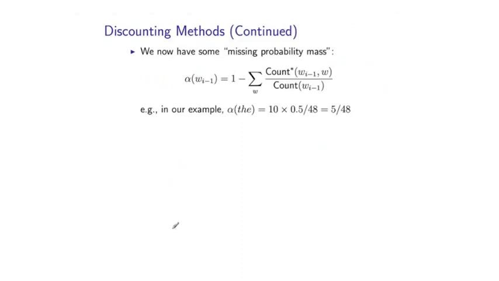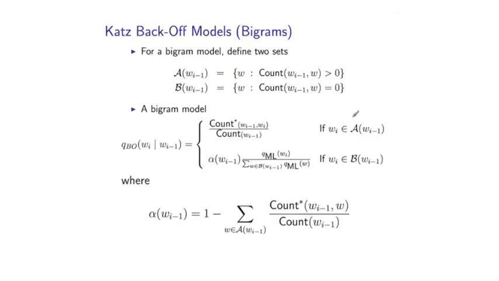So a little bit more formally, for any word w_{i-1}, we'll define alpha of w_{i-1} to be this missing probability mass. And this is defined as 1 minus a sum over w of count star of w_{i-1}, w divided by count of w_{i-1}. So in the particular example I just showed you, you can verify that this missing probability mass is in fact 5 out of 48.